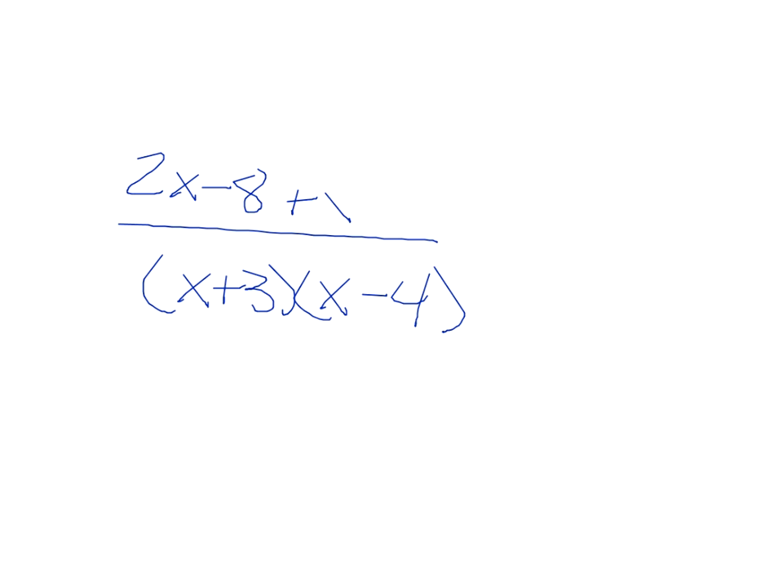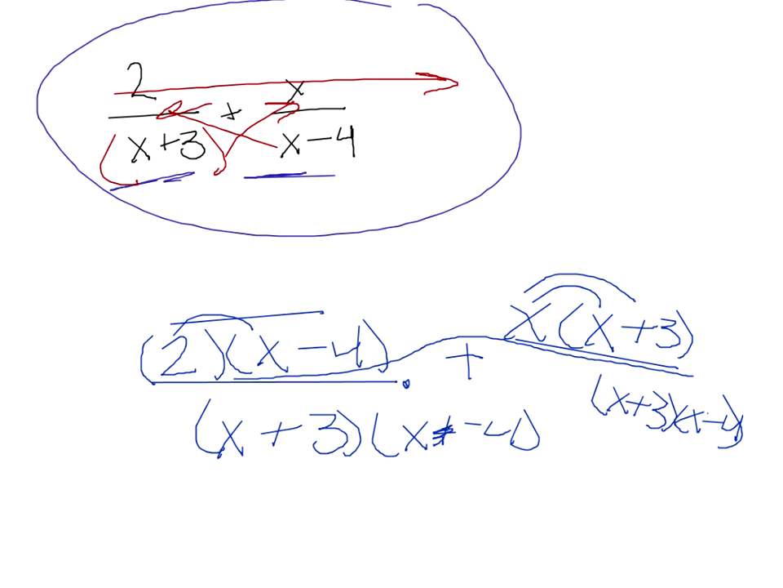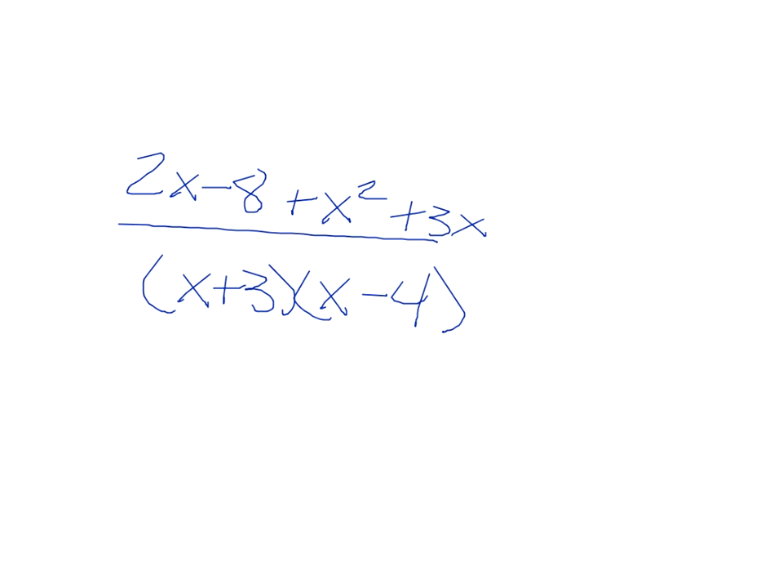x squared plus 3x, right? Let me check that one more time. Okay. And so that all goes over our common denominator, and I can combine like terms now. 3x plus 2x is 5x.